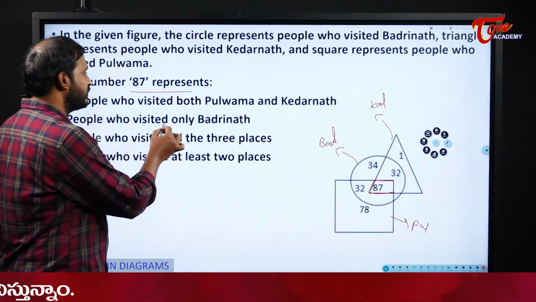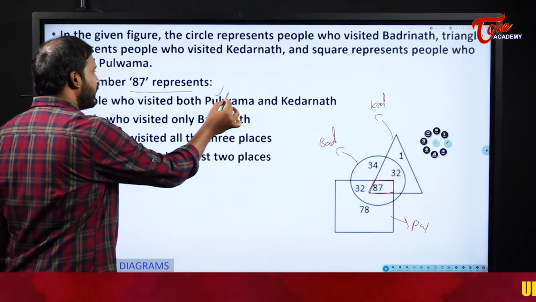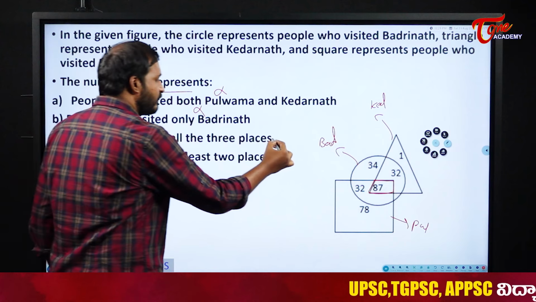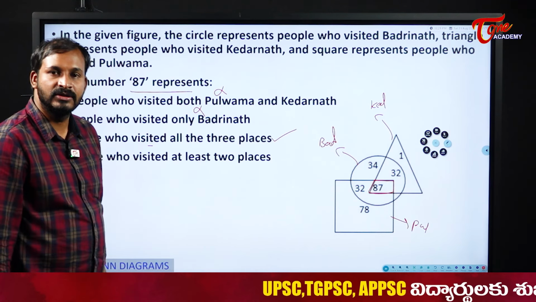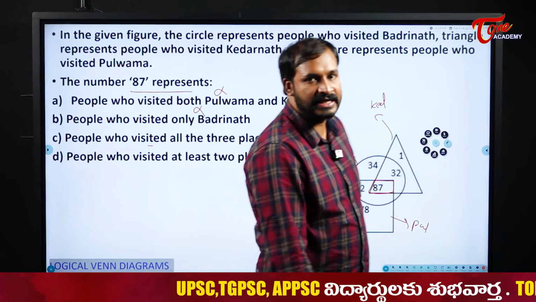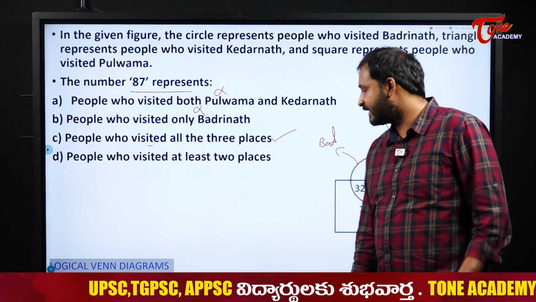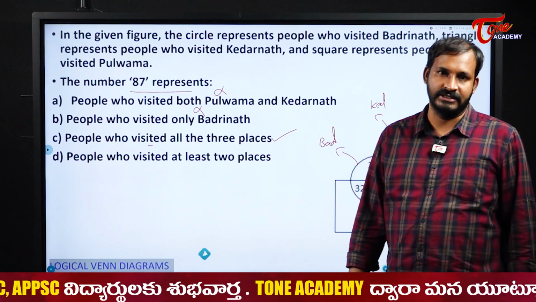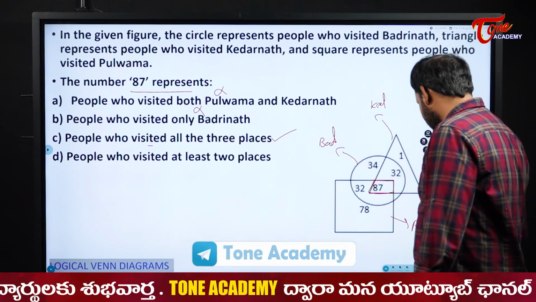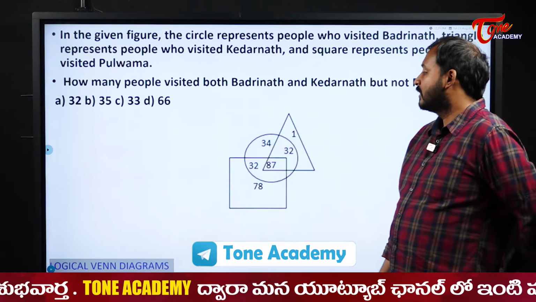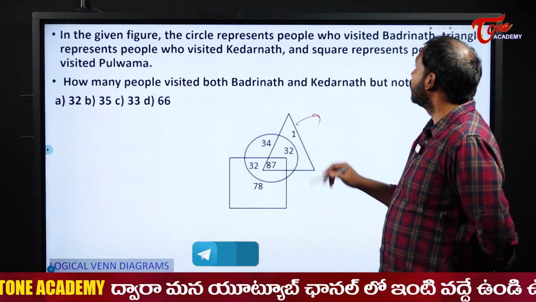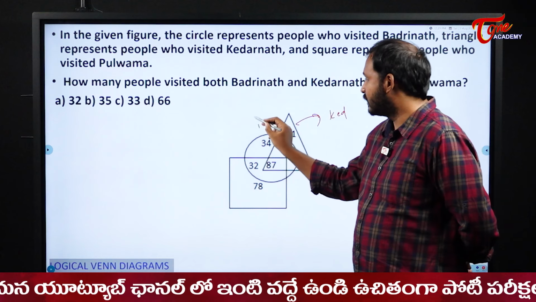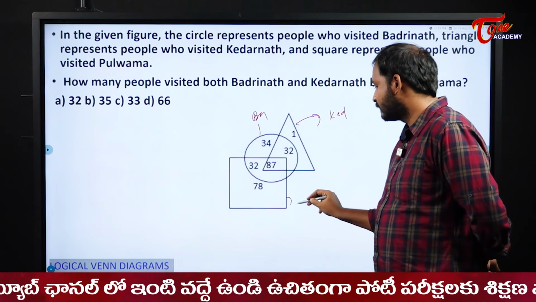So, people who visited both Pulwama and Kedarnath, no. People who visited only Badrinath, no. People who visited all the three places, yes. So our answer here becomes option C. Why? Because that is the intersection portion of all the three categories: circle, square and triangle. Next one. Now same, this is Kedarnath, Badrinath and Pulwama.